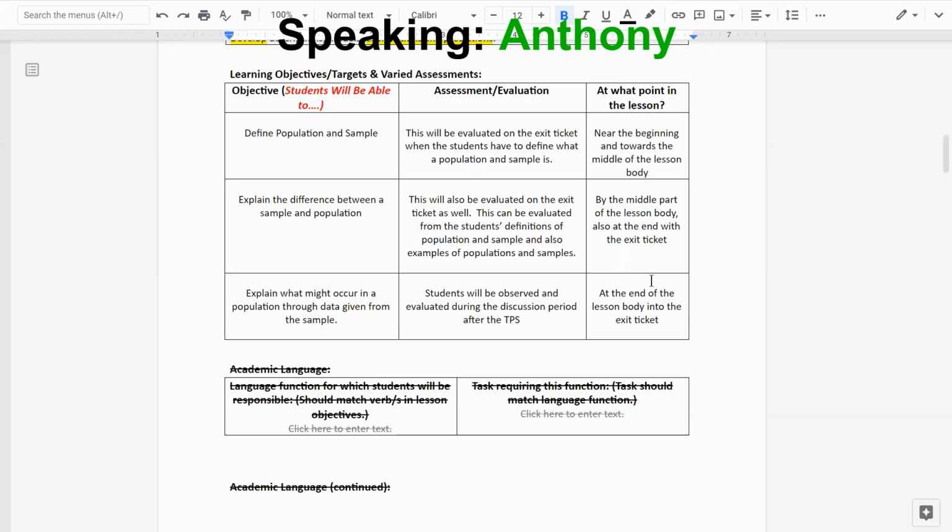And then at the end of the lesson and the conclusion, there will be the exit ticket as well, where they will be asked generally the same question and try to provide examples of it. And then also they'll have to explain what might occur in a population through data given from the sample. And then students will be observed and evaluated during the discussion period. This will be evaluated at the end of the lesson body and into the exit ticket. The teacher will be going around trying to understand what students' conceptions are of what they might think happened to a population through the data that is given.